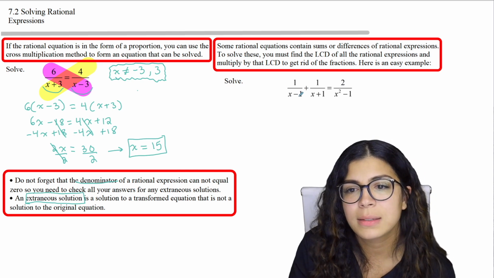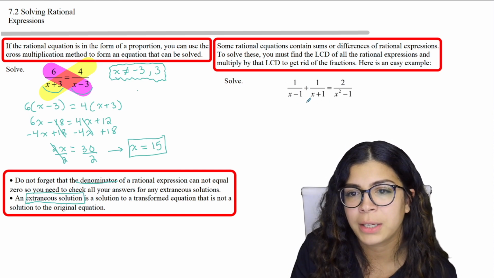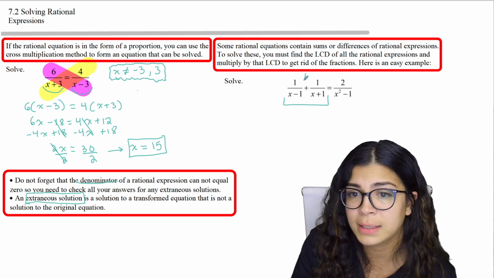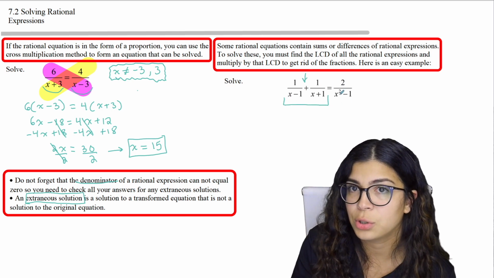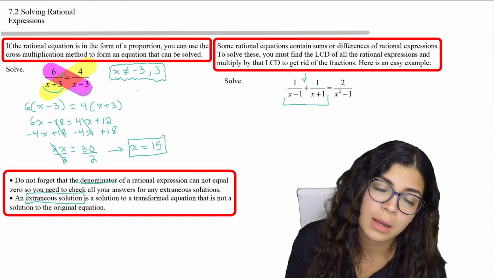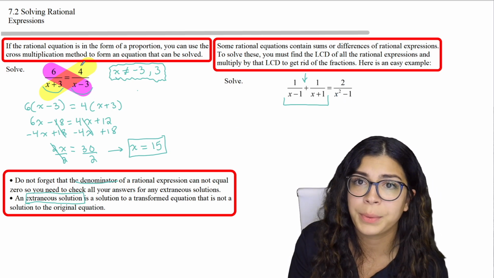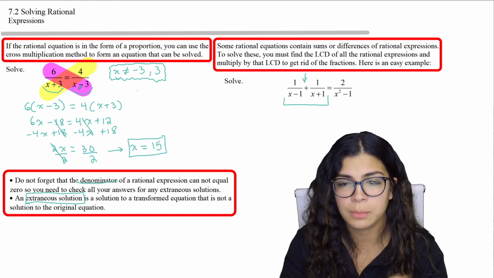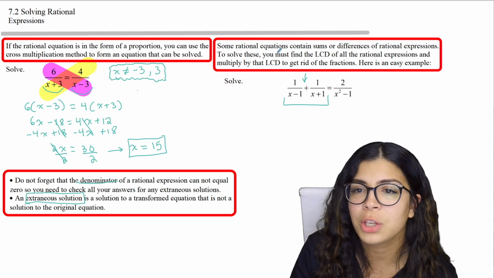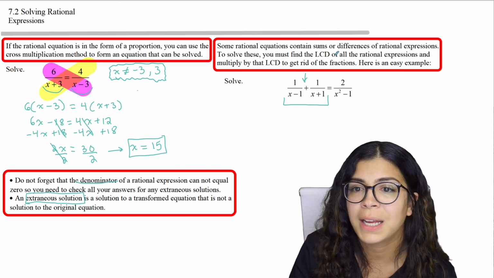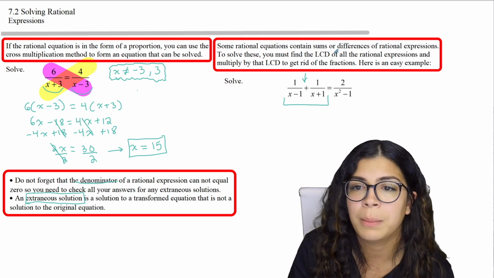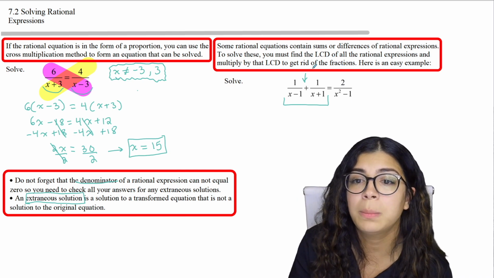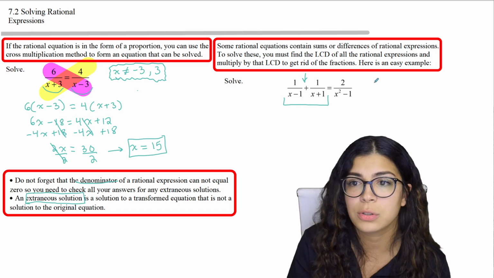So moving right along, this next example, notice that this is a little bit different, right? We have two fractions on the left that are added together equal to one fraction on the right. So you can't use cross multiplication because that only works for proportions, one fraction equal to one fraction. So in this case, what you would want to do is find the LCD, the least common denominator. Because if you find the LCD, then you can multiply by the LCD to get rid of the fractions, right?